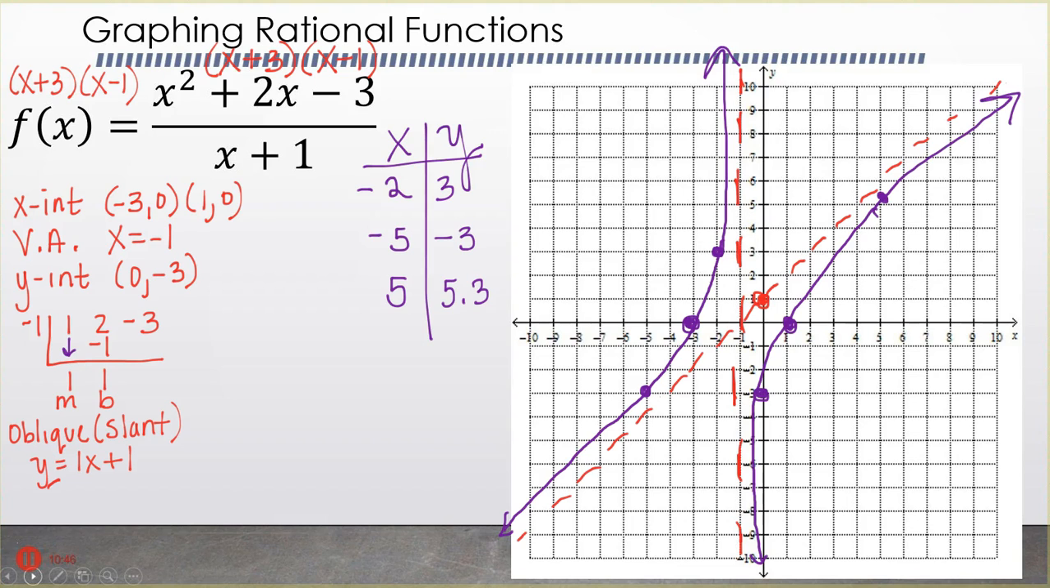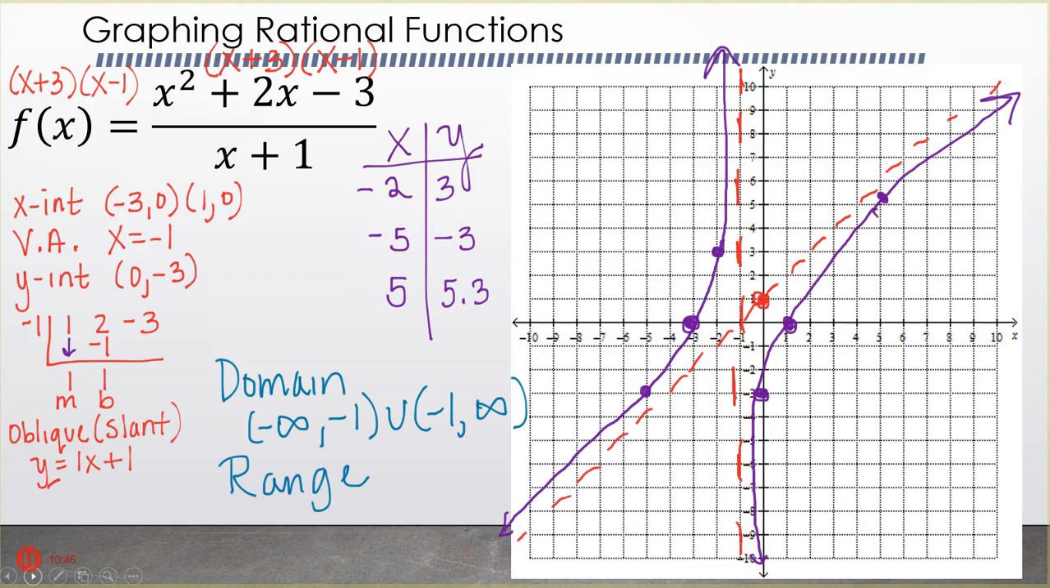So now let's look at our domain. So because our x value cannot equal -1, we do have a break in our domain. So our domain will be -infinity to -1 union -1 to +infinity. But when we look at our range, there really is not a y value that we will not reach because this is an oblique asymptote. So our range will be all real numbers.